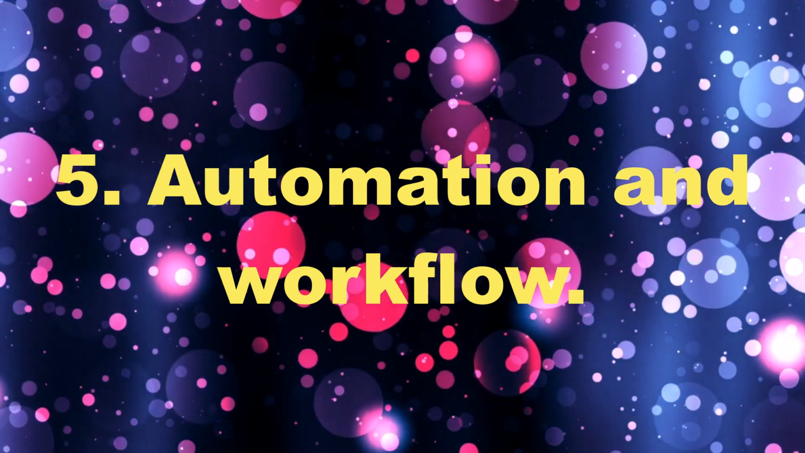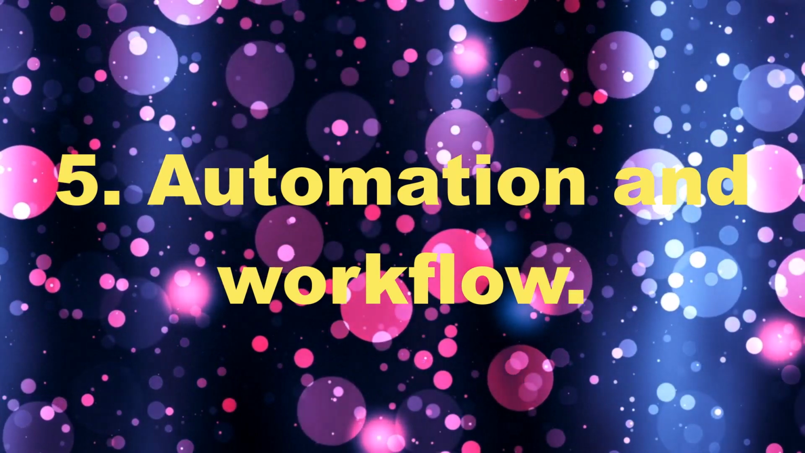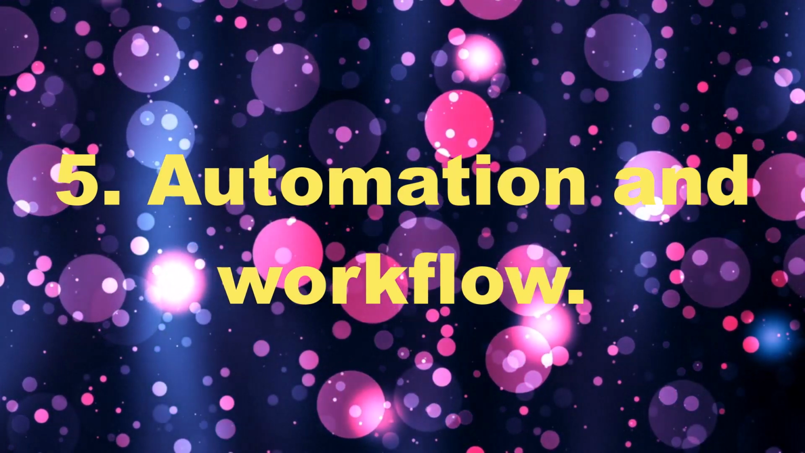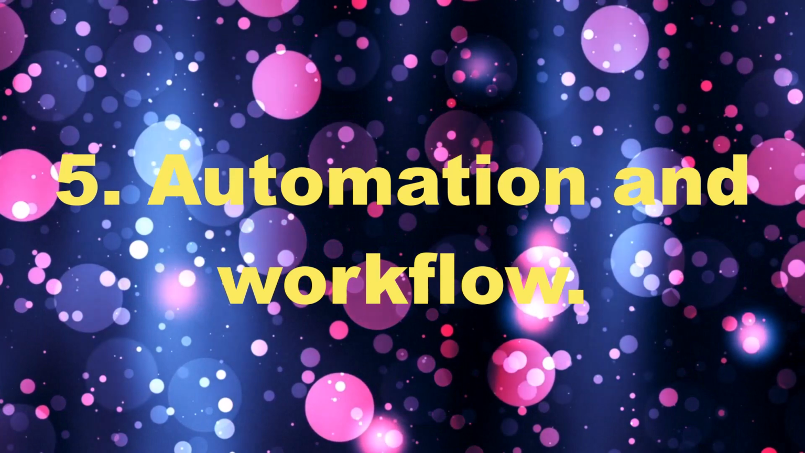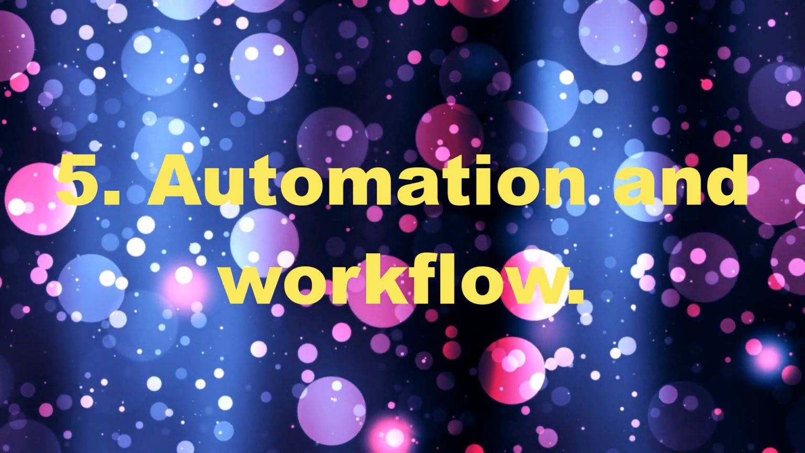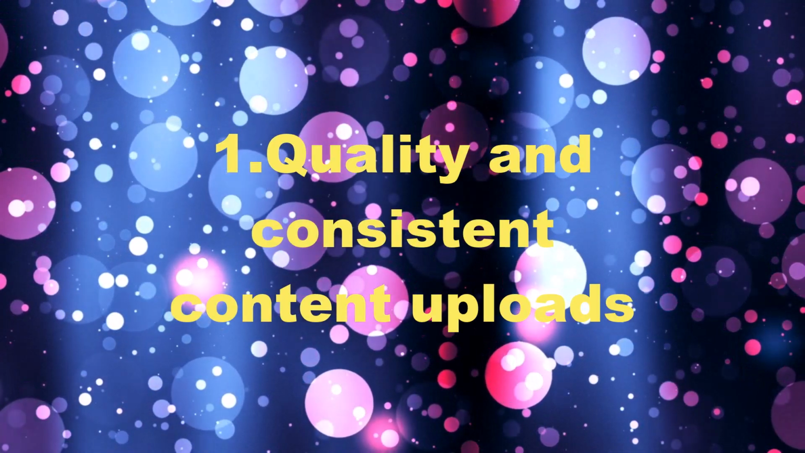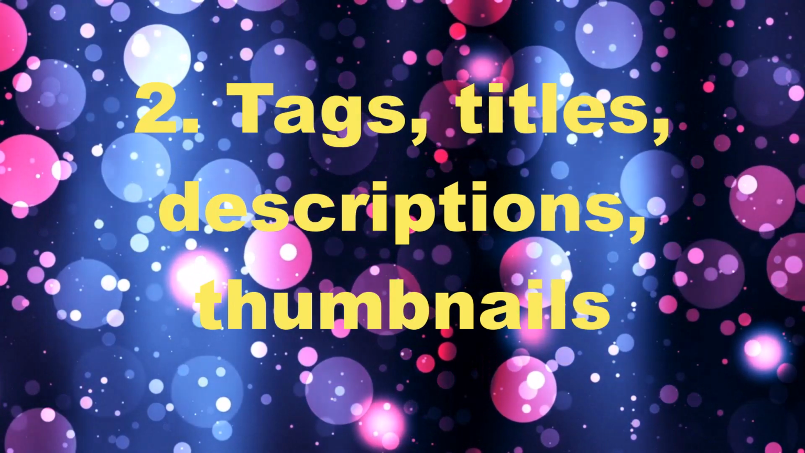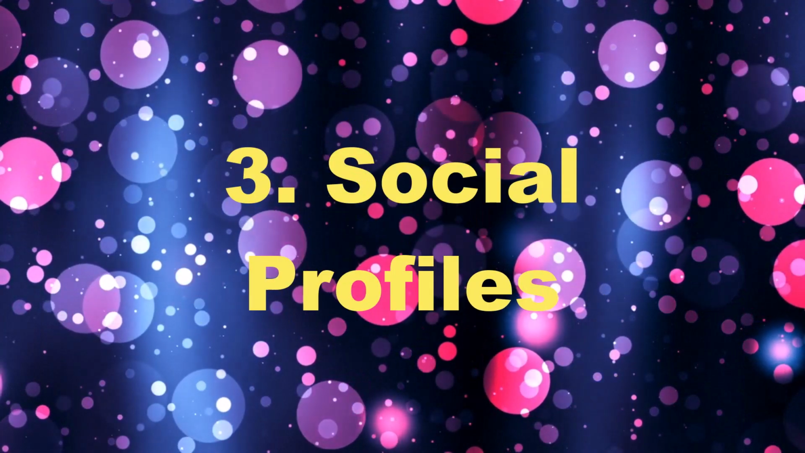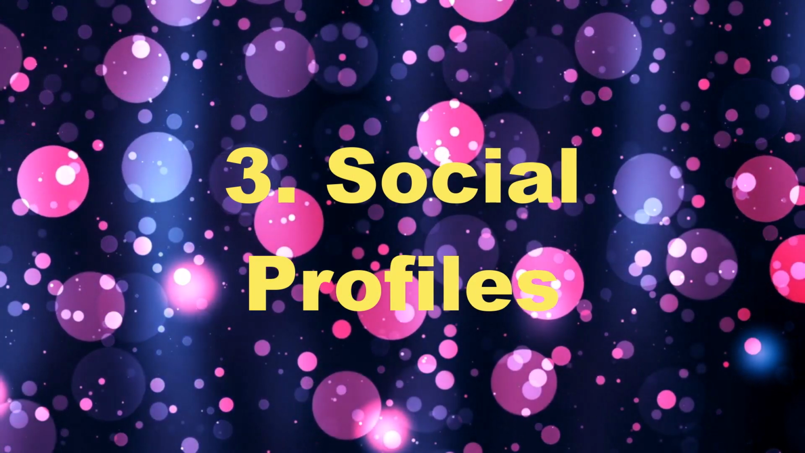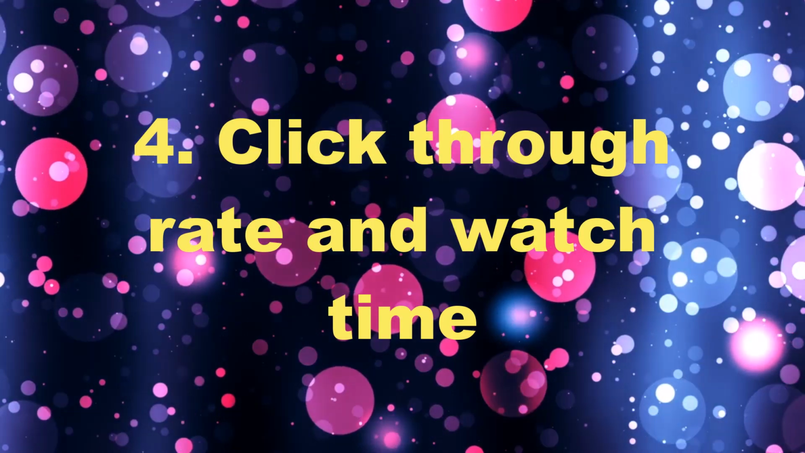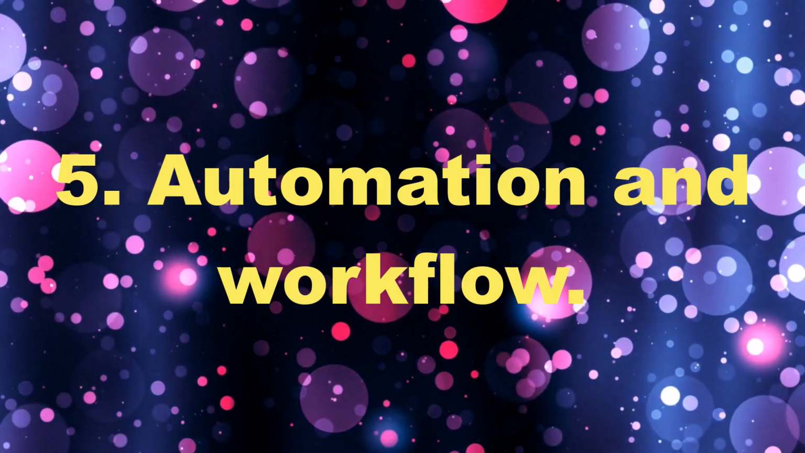And so in this particular video, my goal here with this video is to give you the things that are necessary. Now, these are the 5 things that you need to consider to dominate YouTube or any YouTube niche. Number 1, quality and consistent content uploads. Number 2, your titles, tags, and descriptions and thumbnails. Number 3, your social profiles. Number 4, your click-through rate and your watch time. And number 5, your automation and your workflow.